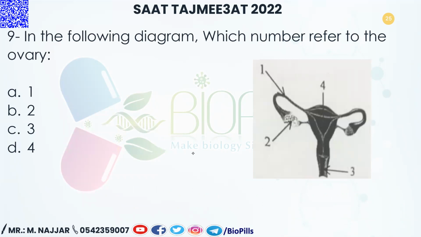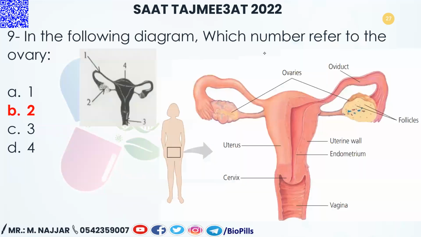Question number 9. In the following diagram, which number refers to the ovary? 1, 2, 3, or 4? The correct answer here is 2. Let's label it. Here is the ovary. This is the oviduct. This is the uterus. And here is the vagina, 3 is the vagina. If you are in doubt in those drawings, please try to label them.